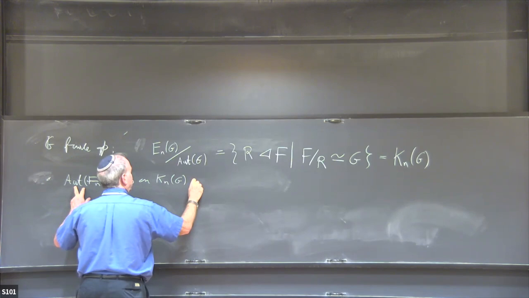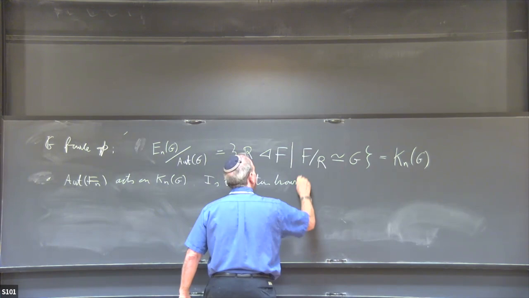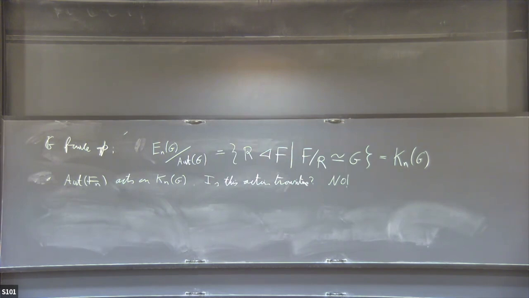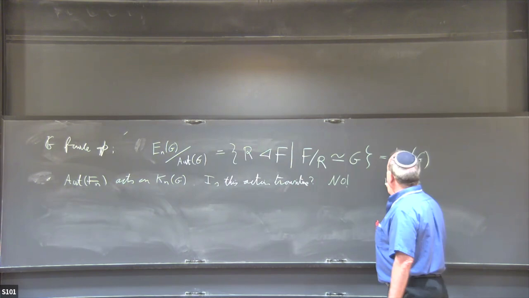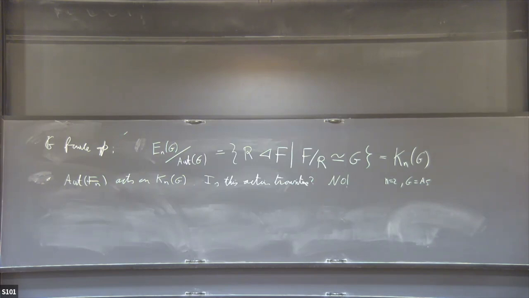Right, this is clear, and is this action transitive? And the answer is no, in general. In fact, it was B.H. Neumann in the 30s, I think, who already studied this problem, and he proved, I think, that if n equals 2 and G equals A5, there is more than one orbit. Maybe I don't remember. Nowadays, it's known that there are many orbits for that.